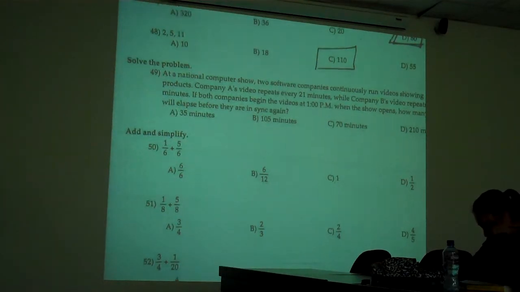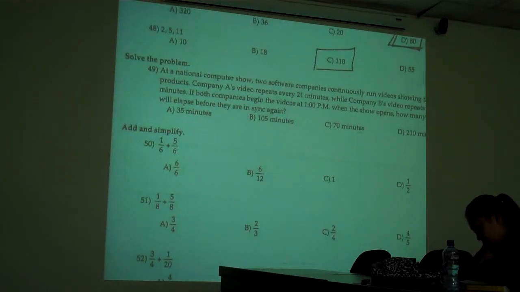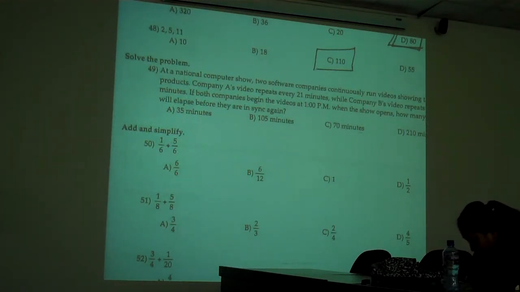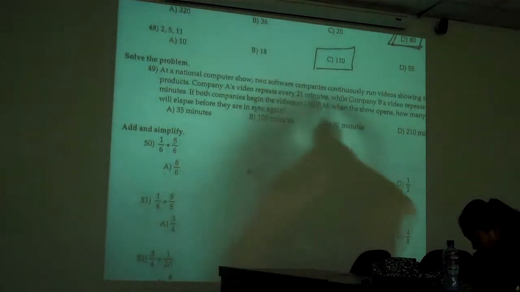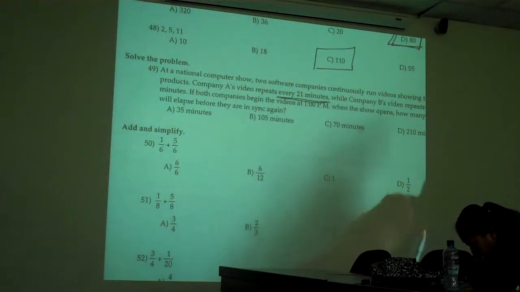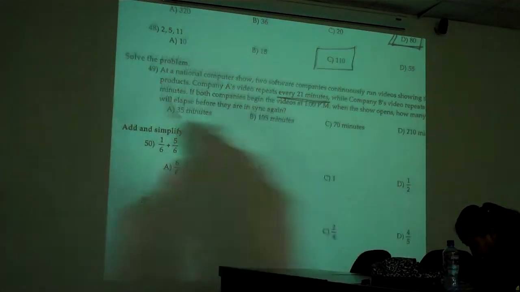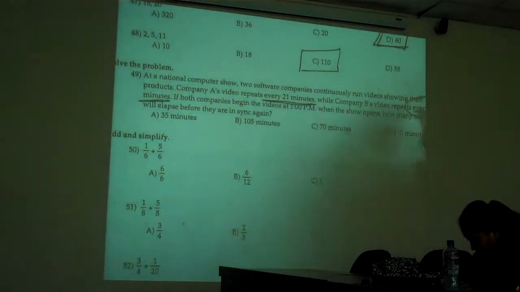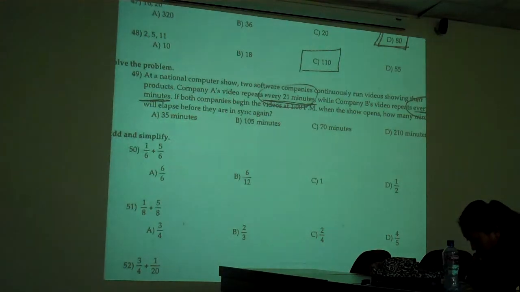National Computer Show. At a national computer show, 2 software companies continuously run videos showing their products. One repeats every 21 minutes, the other one repeats every 15 minutes. If both companies begin the videos at 1 when the show opens, how many minutes will elapse before they're in sync again? You need the least common multiple of these numbers, of the 21 and 15.